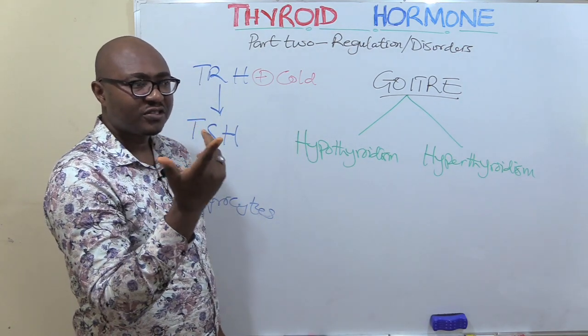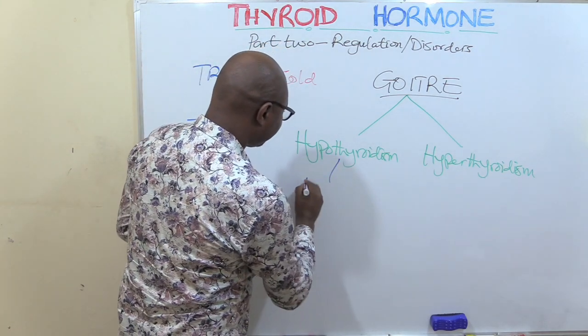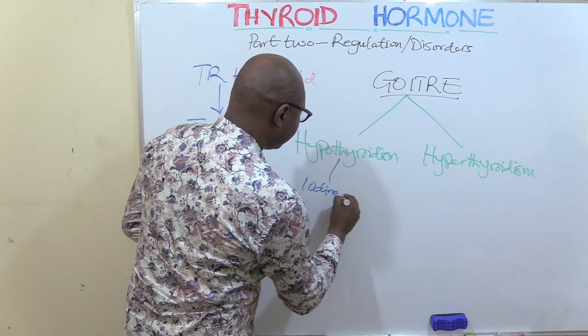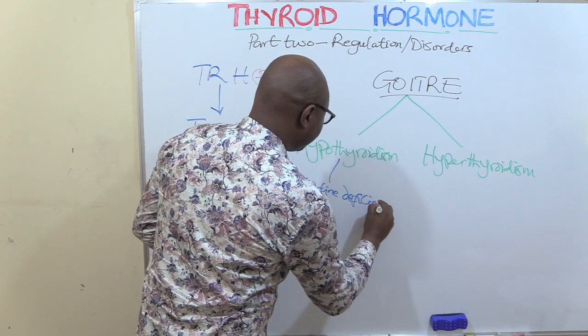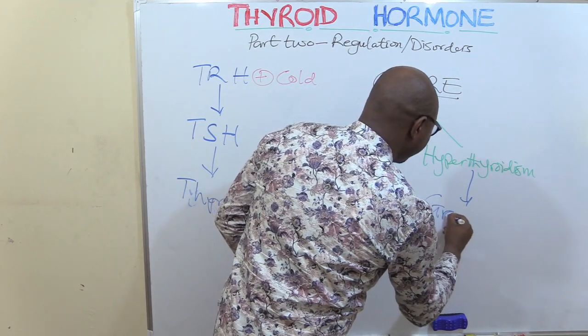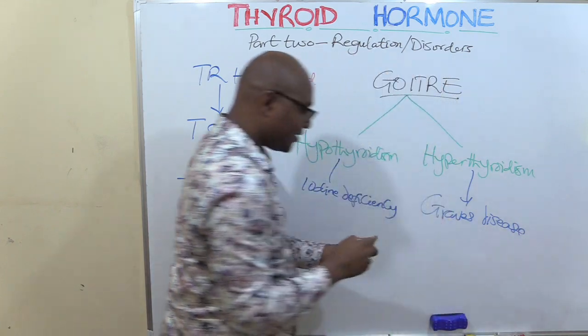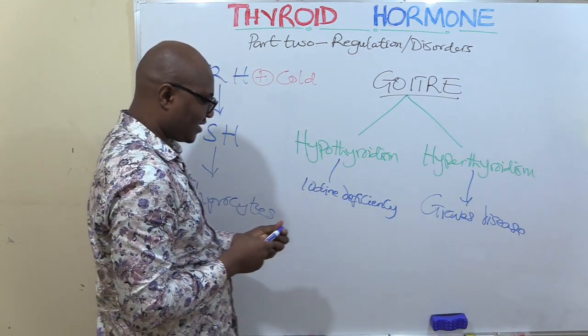The most common cause is what is known as Graves' disease. Let's write this one here: iodine deficiency. The most common cause of this. This one, the most common cause, is what is called Graves' disease. Graves' disease is an autoimmune disorder.